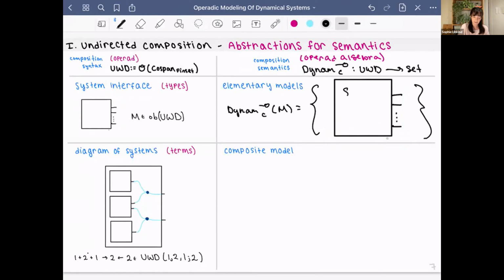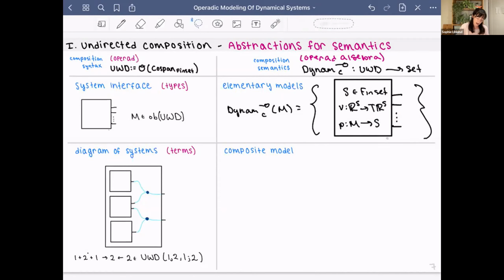The first thing is a finite set S, and we think of this as the finite set of states. We need some dynamics, so a vector field on the state space, R^S, to its tangent space. And finally, a port map P from M to S, which assigns for every exposed port some state variable to expose to the outside world. So these are our elementary models. The last thing to think about is, how do we make composite models? And this is the action of our operad algebra on terms.